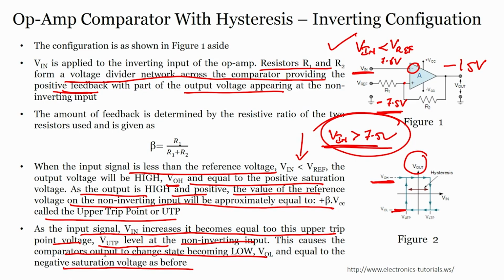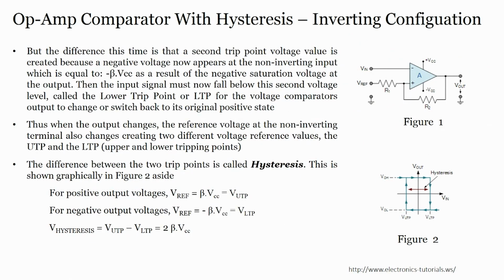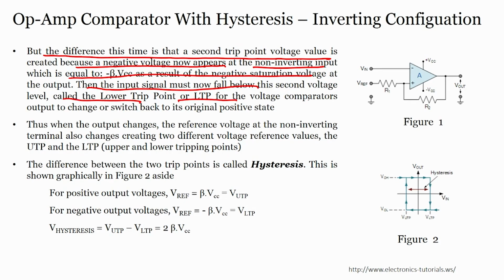Okay. So, let us see further, but this time the difference is a second trip point voltage created because of negative voltage appearing at the non-inverting input. The same thing we are talking about, right. Then the input signal must now fall below the second voltage, called the low trip point or LTP, for the comparator's output to change or switch back to its original positive state. Same thing we have discussed again here, right.